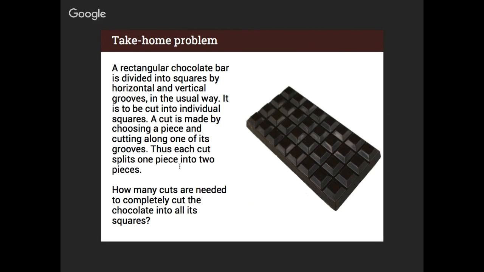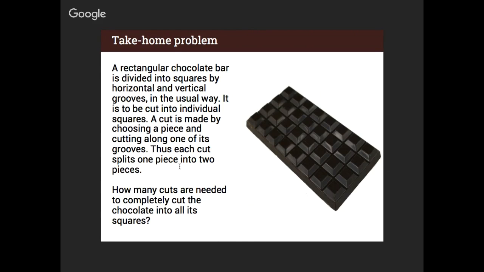There's a rule here. If you cut the chocolate bar, you have to pick up a piece, doesn't matter how big it is, and make one cut along the groove. You can't stack them all together like one big cut. Given that rule, how many cuts do you need to break the chocolate up into all its individual squares? Now, obviously, 1, 2, 3, 4, 1, 2, 3, 4, 5, 6, 7, 8. There are 32 little squares in this bar of chocolate.